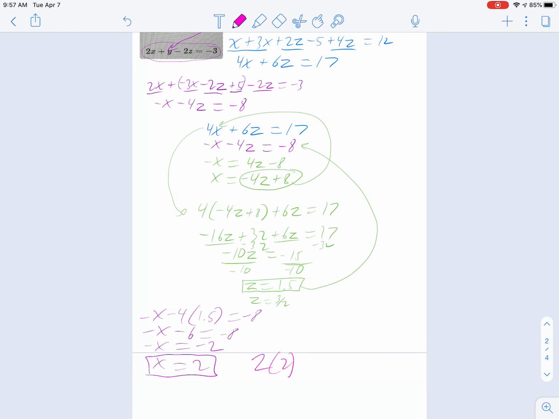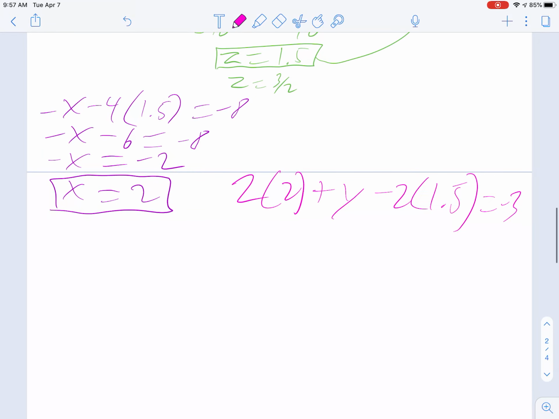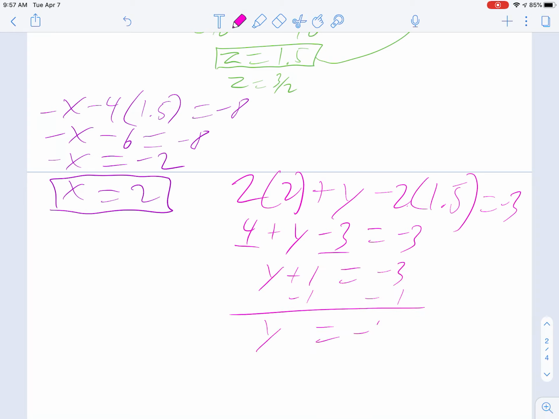So 2 times the x plus the y minus 2 times the z equals negative 3. Zoom back in. 4 plus y. 2 times 1.5 is 3, so that's minus 3. The 4 and the negative 3 makes a 1. Subtract the 1 from both sides, and we get negative 4. Whew. So our final answer, x is 2, y is negative 4, z is 1.5 or 3/2.